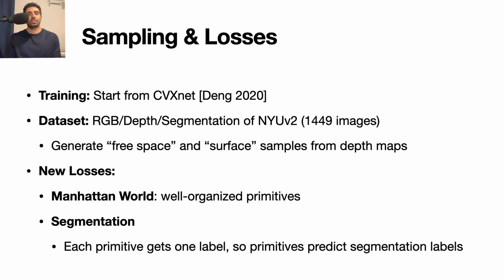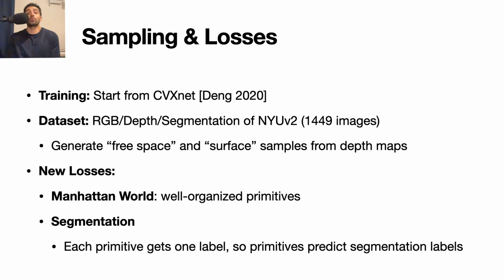Our method starts from the CVXNet architecture and losses, but for this work, we use the NYU V2 dataset. To create samples from a depth map, we rely on a simple heuristic to generate free space and surface samples, where each sample is labeled as inside or outside.